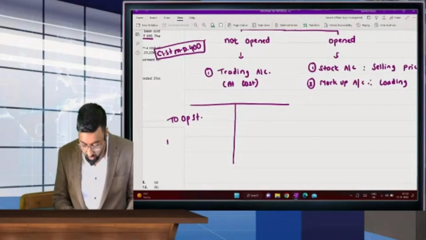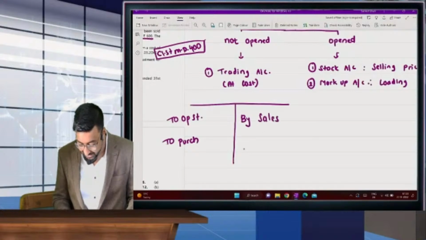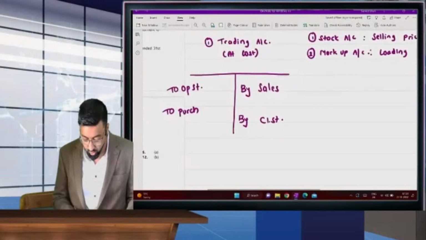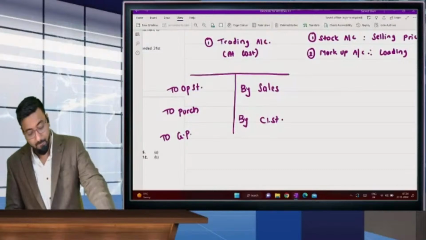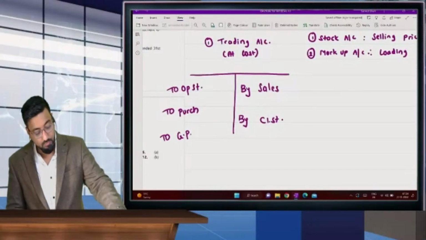But on the debit side, to opening stock, then you will write to purchases, by sales, by closing stock, which is missing actually, you have to calculate it, and to gross profit. Okay, to gross profit.